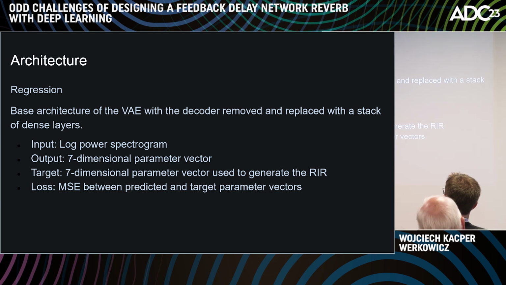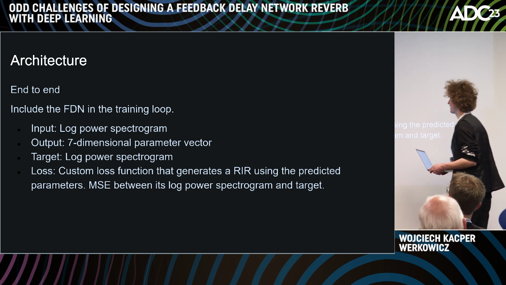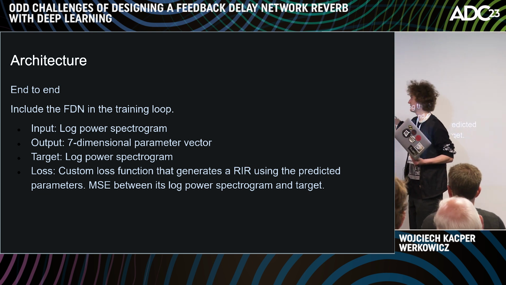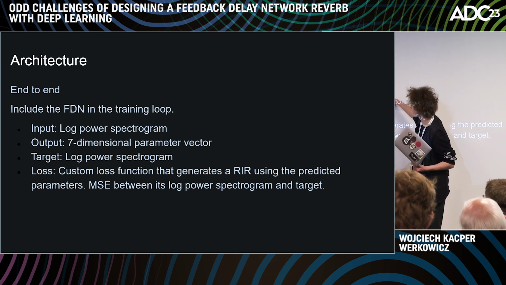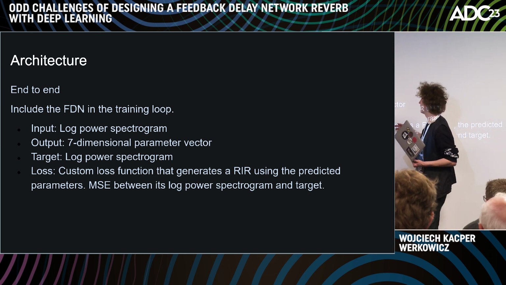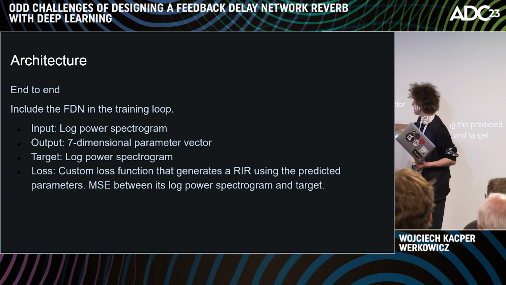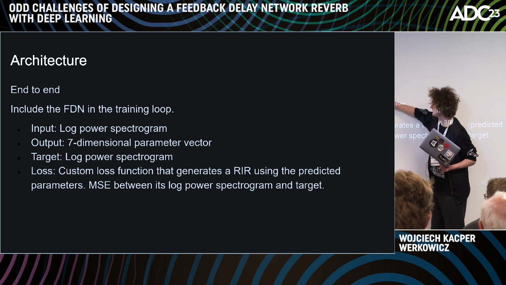The second thing to try was to design an end-to-end architecture, where we would include the FDN in the training loop. Again, the input would be the log power spectrogram, and you again output the parameter vector. But the target in this case would be the log power spectrogram of the impulse response that you've input. So these two are actually the same.